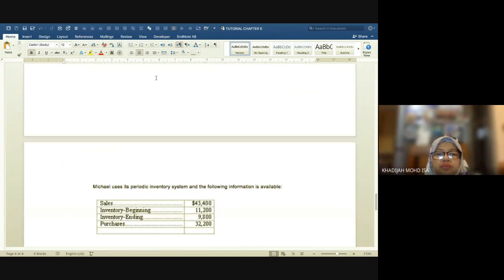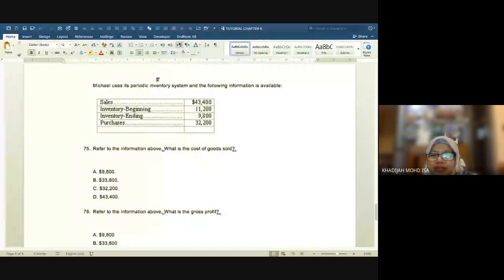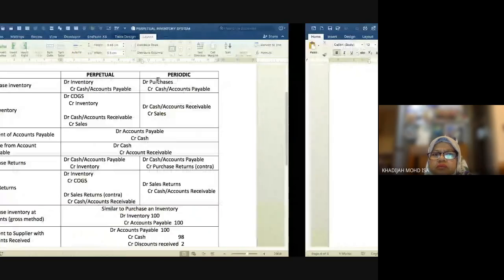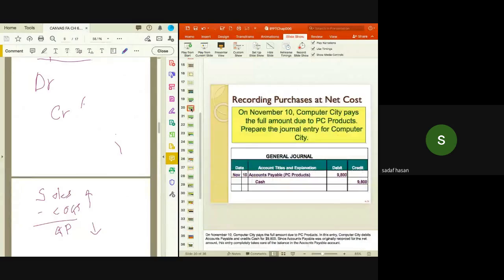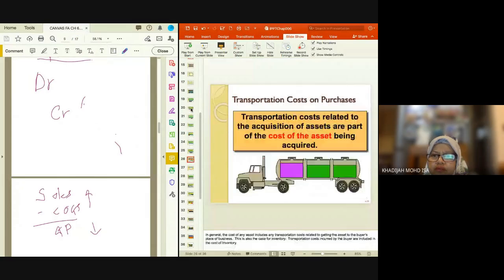Okay, Michael uses periodic. When you use periodic, it happens that we have not covered this. Since we have the question here, how does periodic work? Did we go through periodic just now? I don't think so. We didn't go through periodic. Where is periodic?